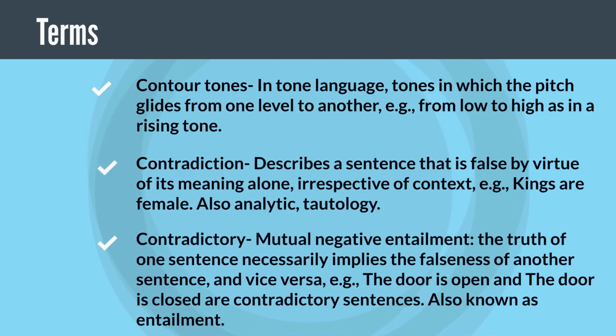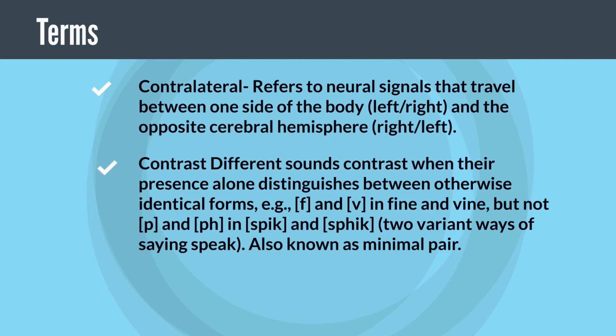Also known as entailment. Contralateral refers to neural signals that travel between one side of the body, left or right, and the opposite cerebral hemisphere, right or left. Contrast: different sounds contrast when their presence alone distinguishes between otherwise identical forms, for example F and V in fine and vine, but not P and PH in spick and spick, two variant ways of saying speak. Also known as minimal pair.